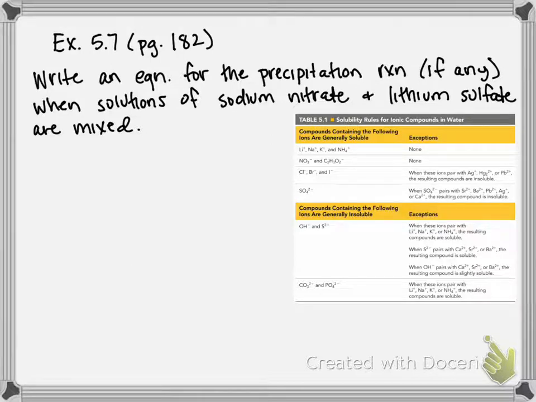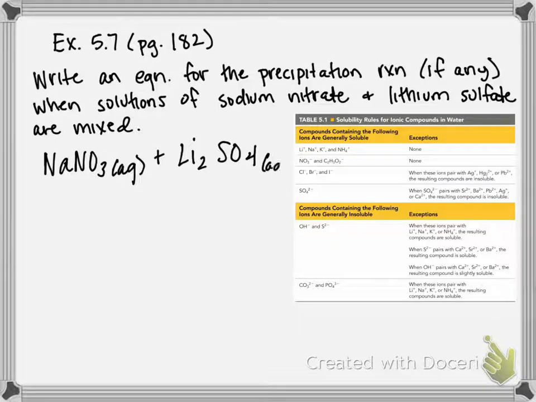So sodium nitrate's formula is NaNO3, and it is aqueous currently. And lithium sulfate's formula is Li2SO4. Because sulfate has a 2- charge, so we need 2 lithium plus ions to account for that. And that also has an (aq) next to it.